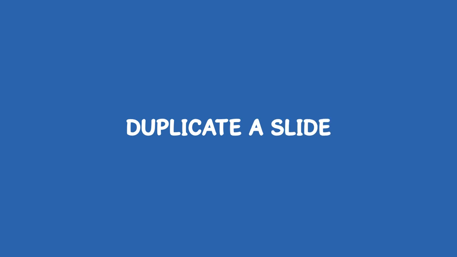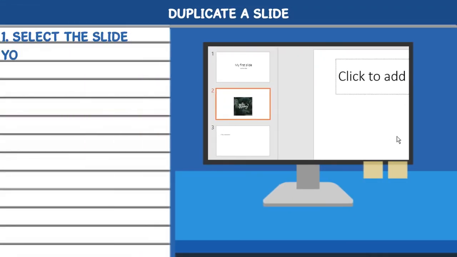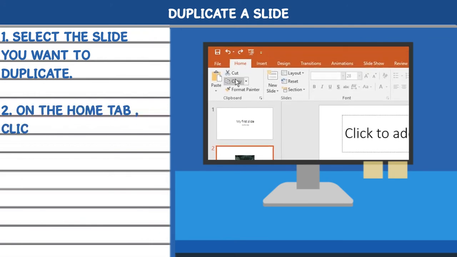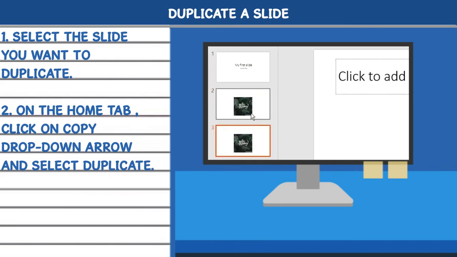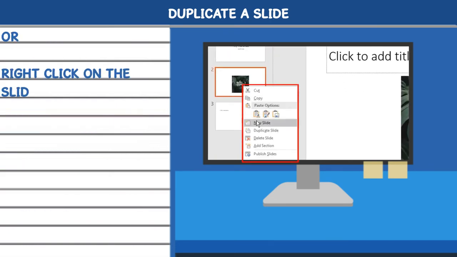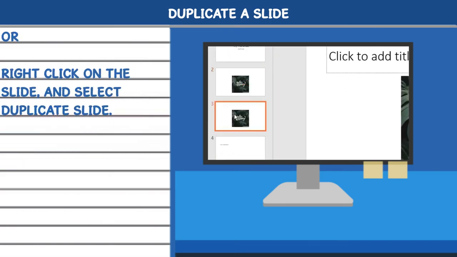Duplicate a slide. 1. Select the slide you want to duplicate. 2. On the Home tab, click on the Copy drop-down arrow and select Duplicate. Or right-click on the slide and select Duplicate Slide.